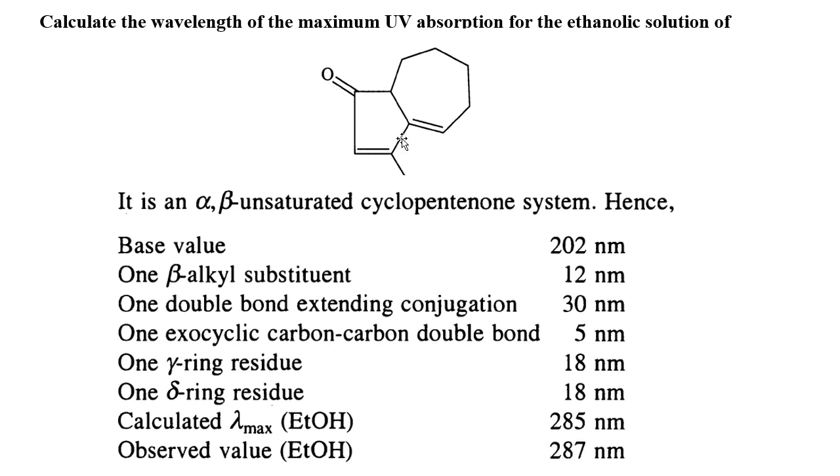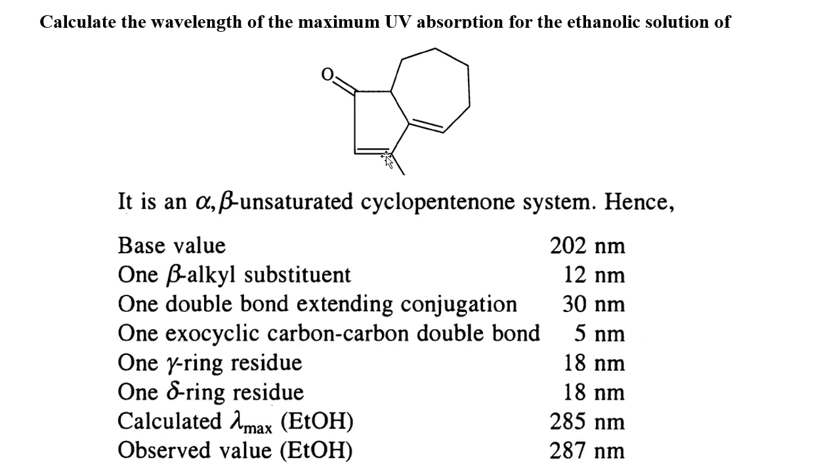See, it is the beta position, it is the gamma position, where there is an extending conjugation, a double bond extending conjugation is here, and this will contribute 30 nanometer as the increment for one double bond extending conjugation. That is at the gamma position. See, this double bond is also an exocyclic double bond with respect to this ring. It is projected outside this ring, and hence it is an exocyclic double bond. So it will contribute 5 nanometer as the increment.